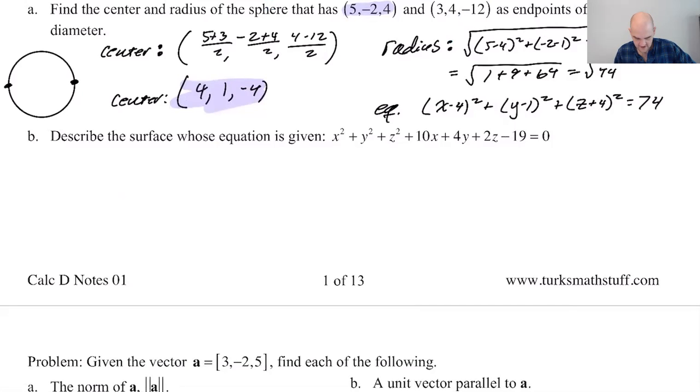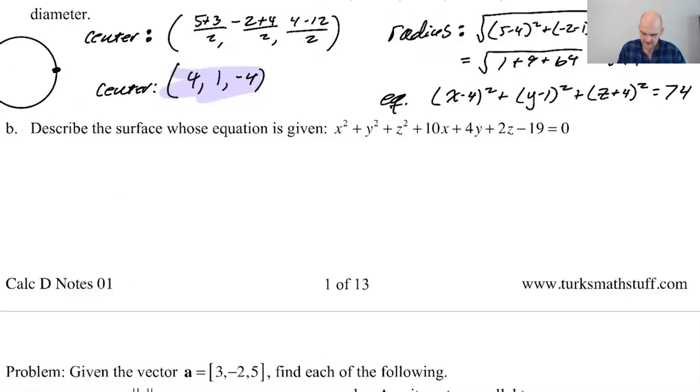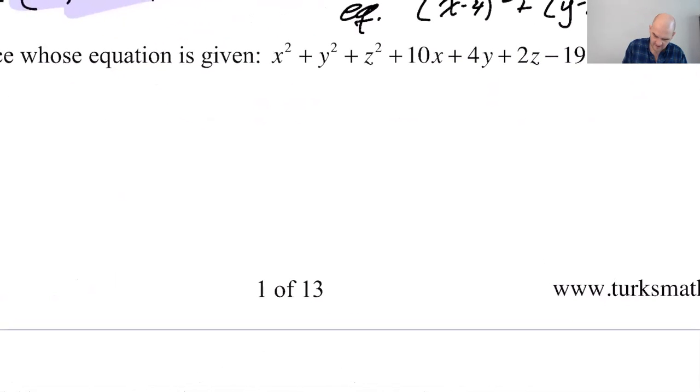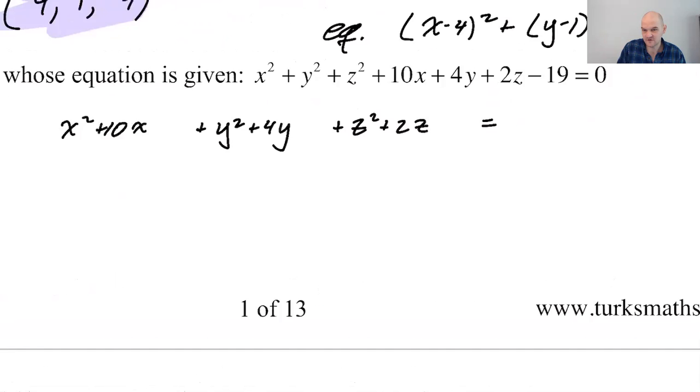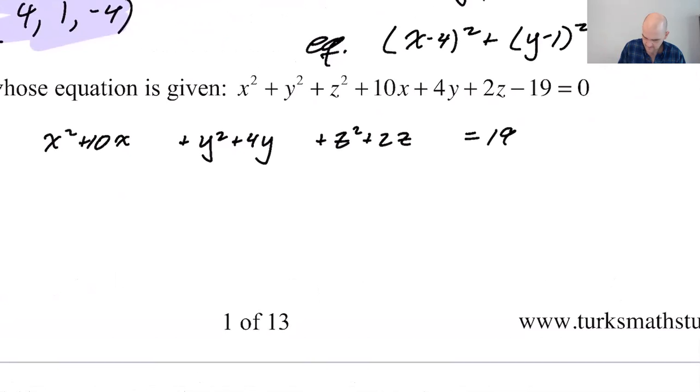Describe the surface whose equation is given by this. This is just a completing the square problem. So rearrange it: x squared plus 10x, leave a little gap, plus y squared plus 4y, leave a little gap, plus z squared plus 2z, leave a little gap, equals, move the constant over, so the constant is 19. All right, let's complete the square. So divide by 2, square it, add it to both sides. So plus 25, plus 25.